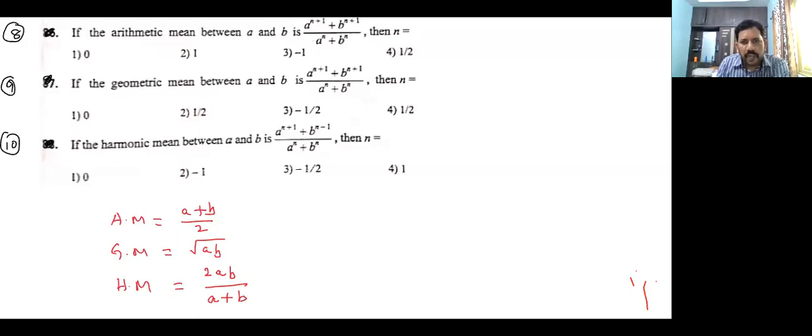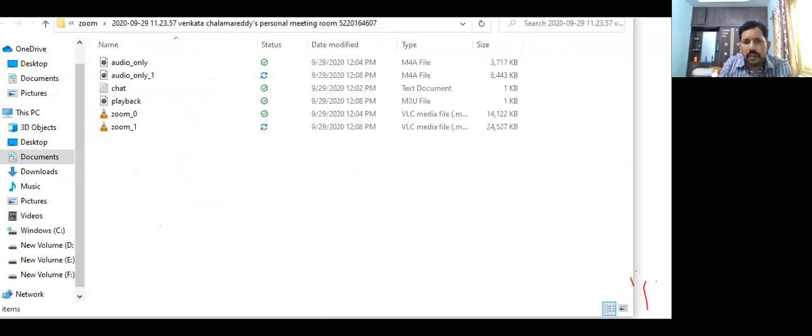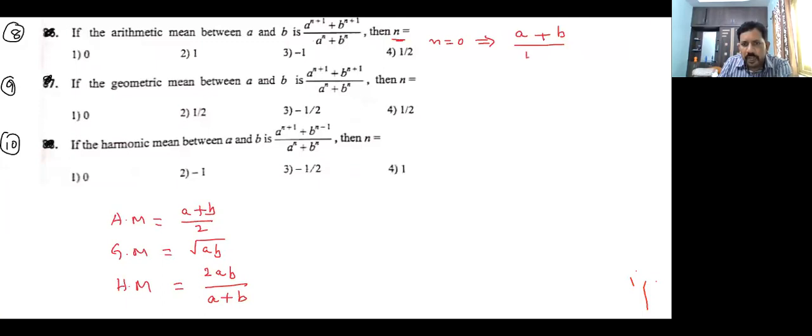If what value of n does it exist for arithmetic mean? Take that n is equal to 0. Then substitute: a power 0 plus 1, that is a power 1, a, by b power 0 plus 1, that is b, divided by a power 0, 1, b power 0, 1. So we are getting a plus b by 2. This is arithmetic mean or not? When it is possible, if you have taken n is equal to 0. So first option is correct.